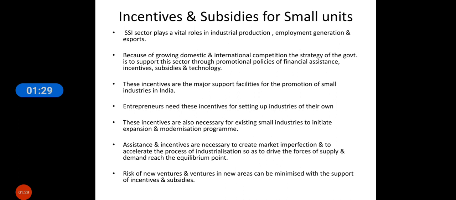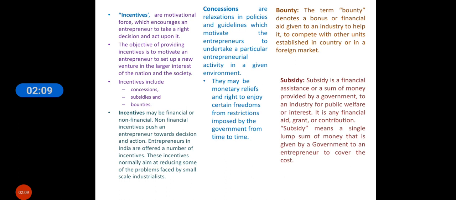Assistance and incentives are necessary to create a market imperfection. Market imperfection means it makes your product different. It helps you to differentiate your product and services from competitors, to accelerate the process of industrialization so as to drive the forces of supply and demand to the equilibrium point. The risk of a new venture in a new area can be minimized with the support of these incentives and subsidies. Actually, these incentives and subsidies are the backbone for the development of small scale industries.